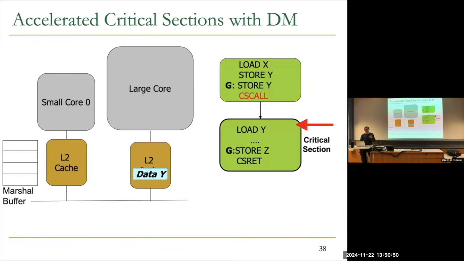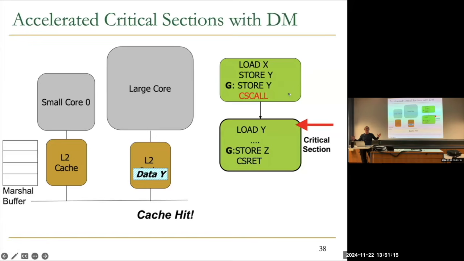Okay, and hopefully when the critical section starts executing on the large core, it gets a cache hit when it does a load Y, right? It all depends on, of course, the distance, but you start the access earlier. And this critical section may not start executing right away because it may be delayed, especially if it's a contended critical section. There will be other instances of the critical section that's executing on the large core.